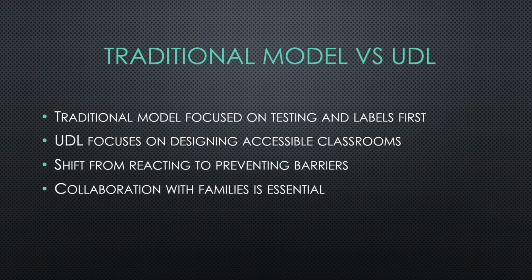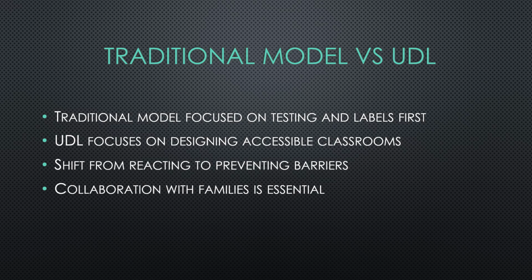Traditionally, education often focused on identifying deficits first through testing, labels, and diagnoses. Students were frequently viewed through the lens of what they could not do rather than what supports could help them succeed. And in many traditional models, students had to demonstrate significant struggles before receiving support. And this reactive approach often resulted in frustration, lowered self-esteem, and delayed intervention. Students sometimes felt excluded or labeled as different before supports were implemented.